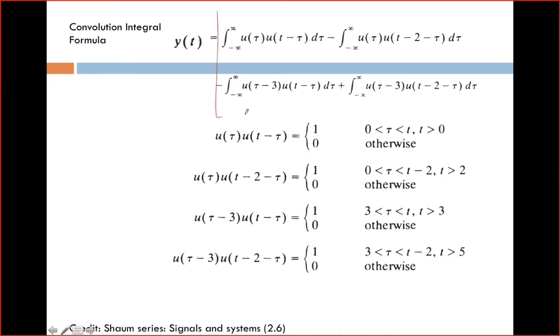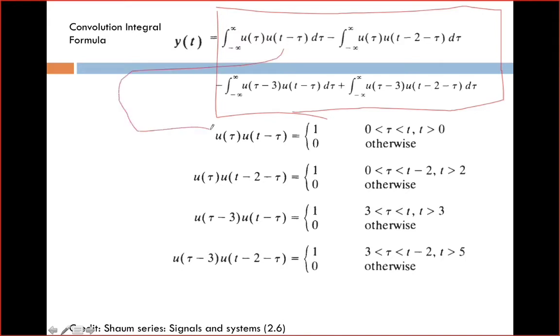So this is the convolution integral. We got it by multiplying two different functions. So we are going to separately integrate this function to produce the result. First I am going to take the first integration.